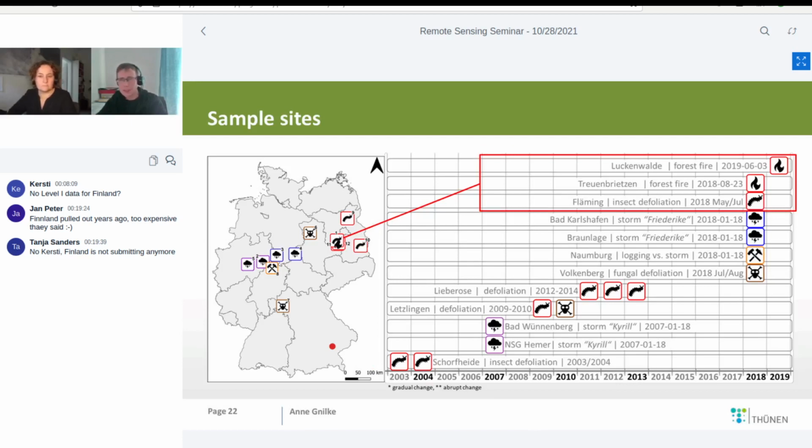What I just showed you as a zoomed area from the recent slide, you can find in the eastern part of Germany in Brandenburg, where multiple disturbance events occurred during the years 2019 and 2018. Among these, there were 2 fire occurrences on former military areas with a huge burned area in the end. And we also had insect defoliation in May and July of 2018.